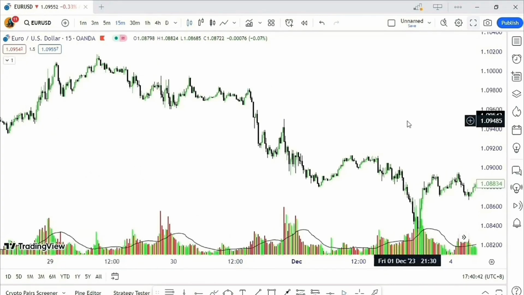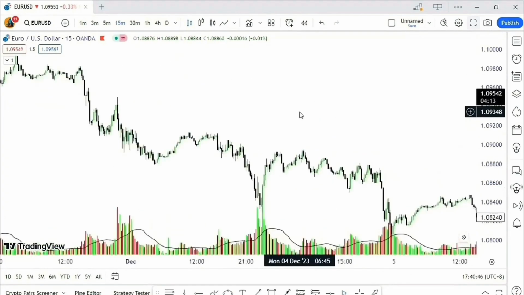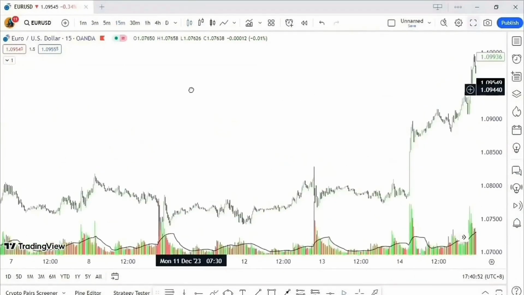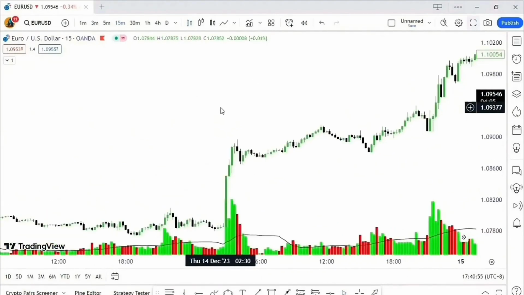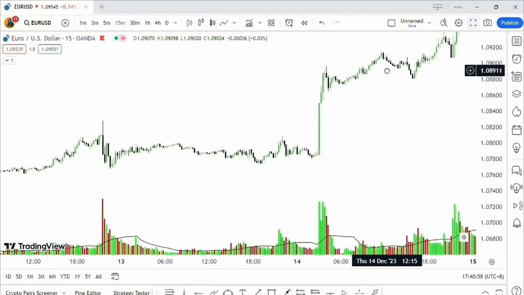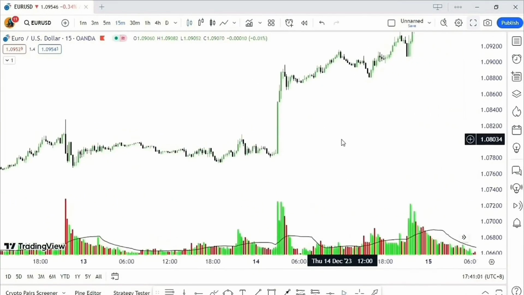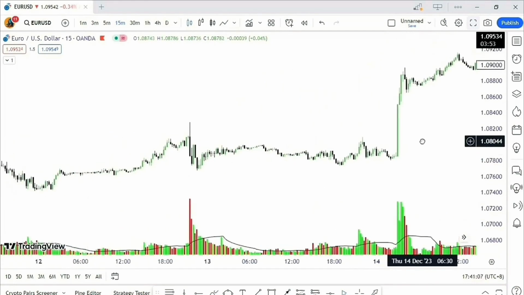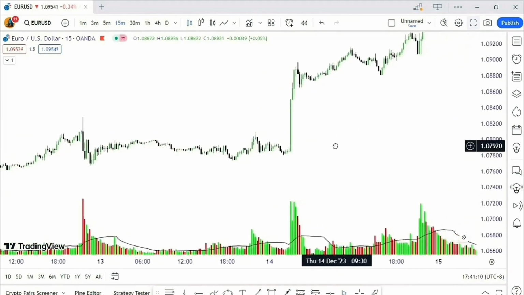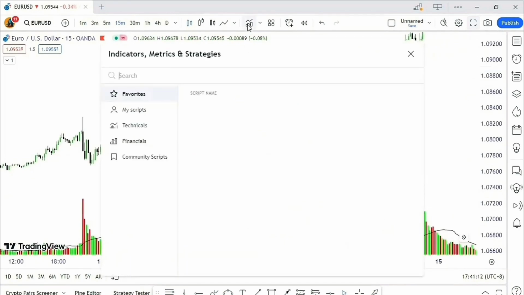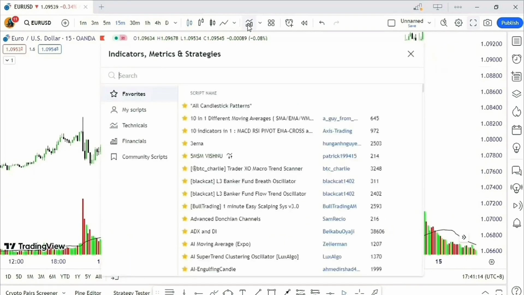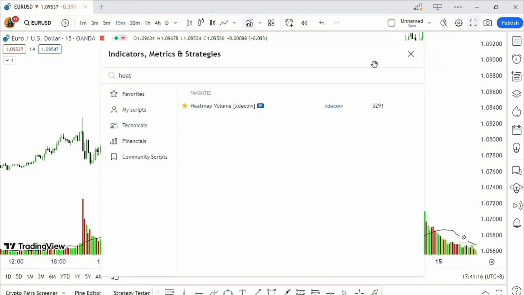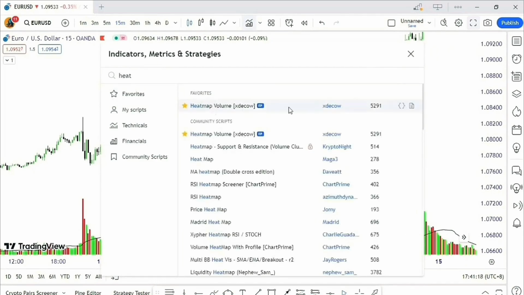What's missing here is a measure of the strength of each bar relative to the others. It's not enough to know if a bar is above or below the average. We need a way to assess the varying degrees of bullish or bearish strength. Fortunately, there's an indicator that addresses this issue. Let's head over to the indicator section and look for the heat map volume. It's an extra special indicator crafted by this amazing scripter.